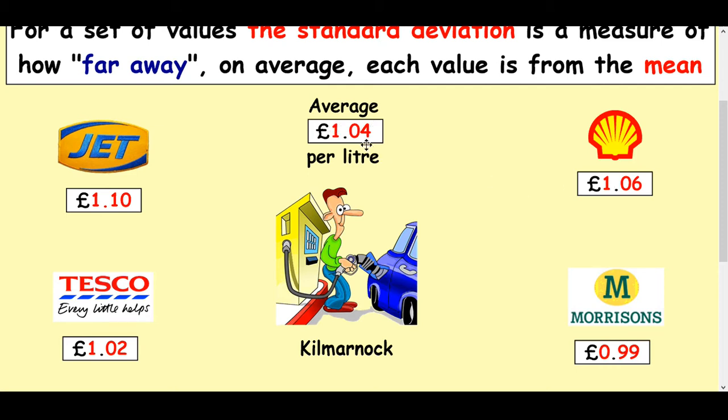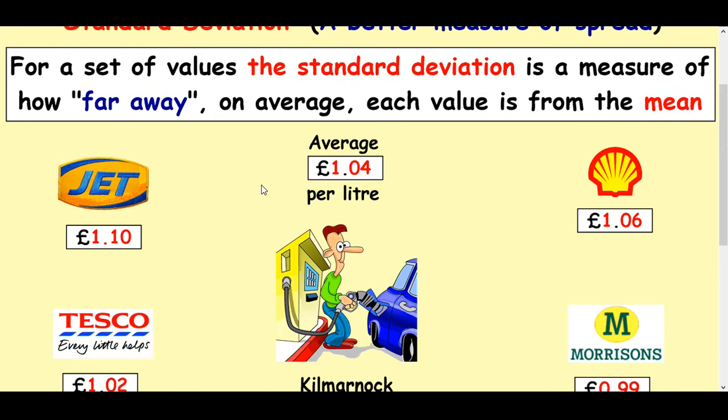That's 2 above the average, that's 5 below the average, that's 6 above the average, and that's 2 below the average. So the standard deviation will tell you roughly, if you go to Kilmarnock, how far away from the average price most petrol stations are going to be. How far away on average are most petrol stations: within 2 pence of the average, within 3 pence of the average, or so on.